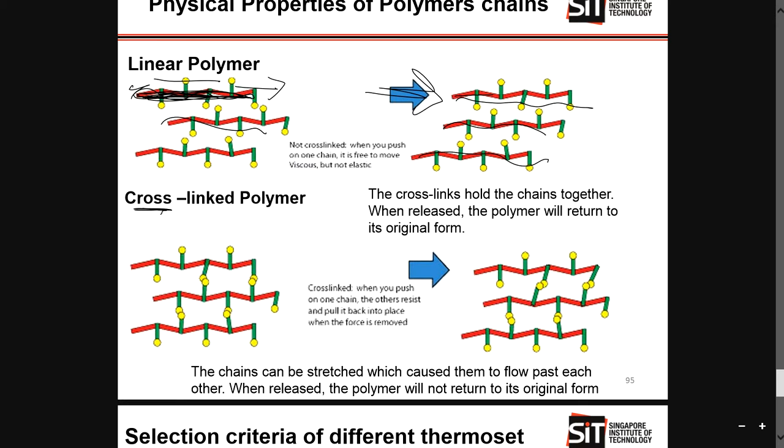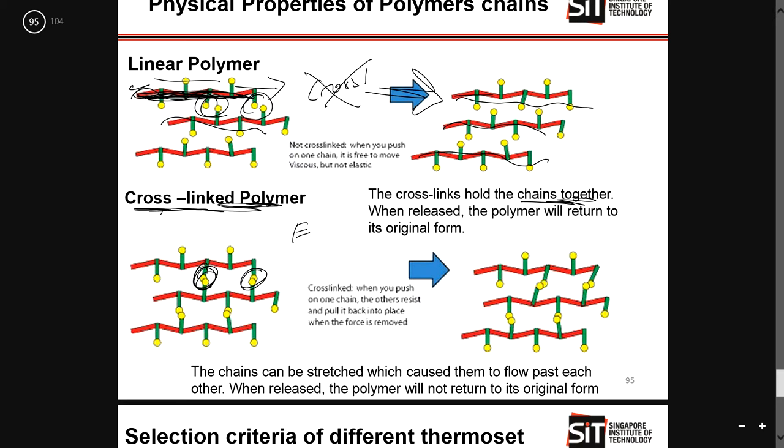However, a cross-link polymer is different. It's much stronger because it holds the chains together at these points. As you can see, these are all cross-link points. Over here, the points are not cross-linked, but over here they are cross-linked, so their bonds are somewhat strong.